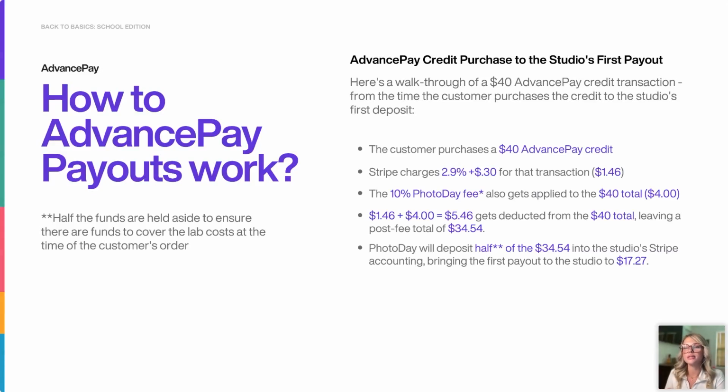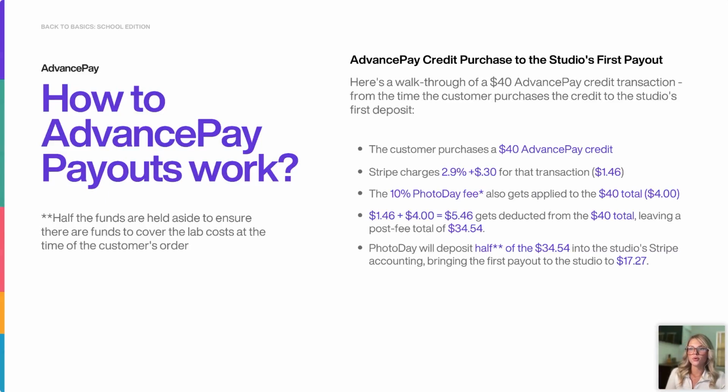So they're going to buy it. The Stripe fee and the PhotoDay fee are going to be calculated and taken out, and then you're going to get half of that payout. Now, the other half of the credit is going to be held until the customer makes their purchase. This is just because we need funds to pay for the lab costs and also pay for the Stripe fee at the time the order is placed, since we don't keep any payment information from you guys. So once they place their order, the other 50% is deposited. Now, if they place anything on top of that, the fees are going to be only calculated off of the extra amount that they bought, of course, and you'll get the payout for that.